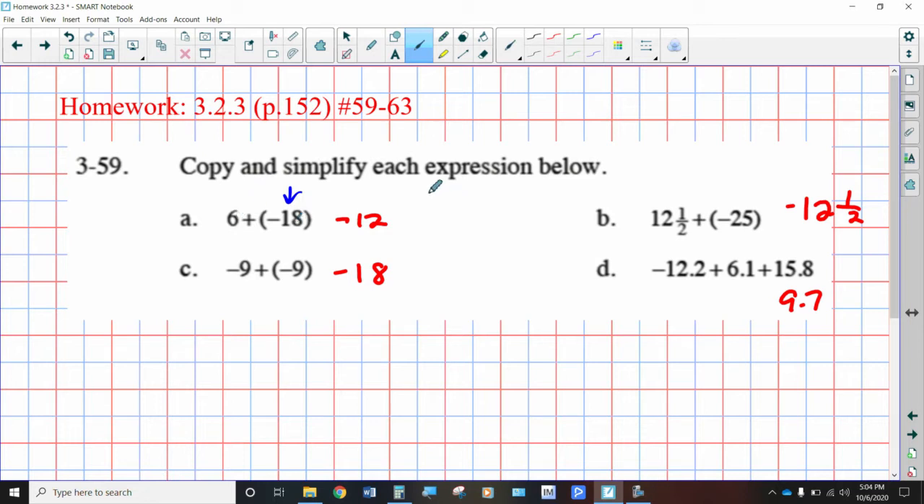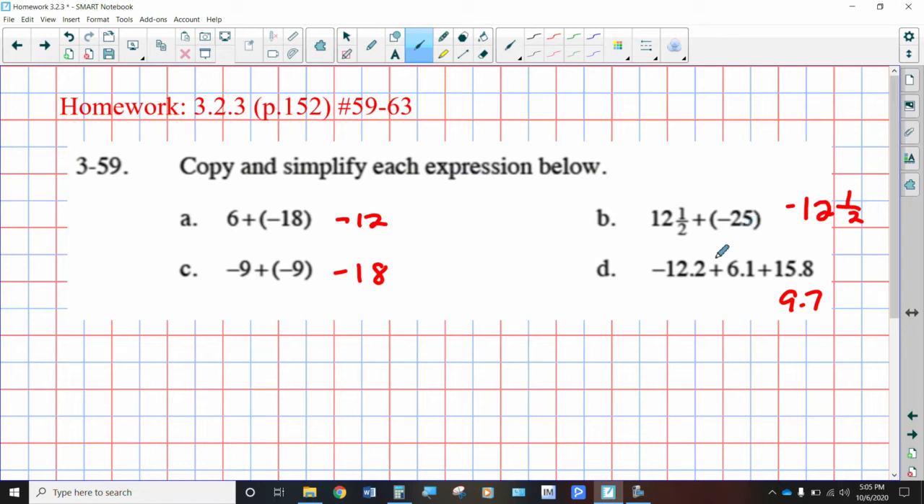And what's the model look like for this? 1, 2, 3, 4, 5, 6. And then 1, 2, 3, 4, 5, 6. Those are the 0 pairs there, right? And then the rest of them that are left over are your answer. So you've got 12 more negatives than you had positives after removing the 0 pairs.